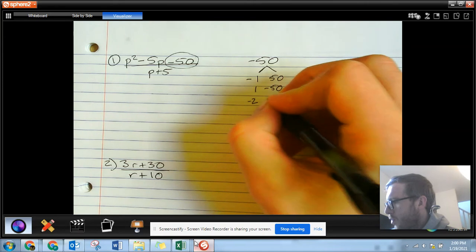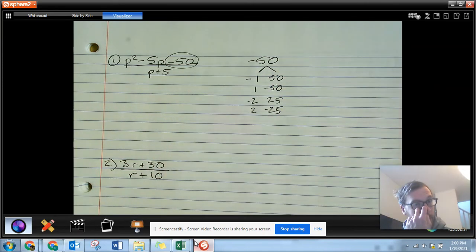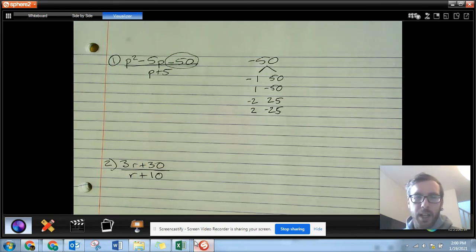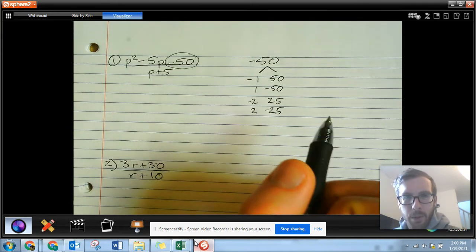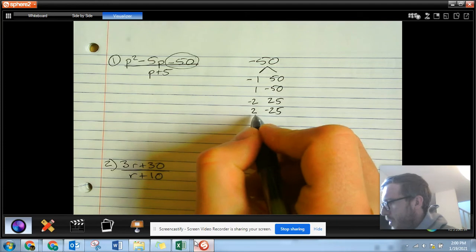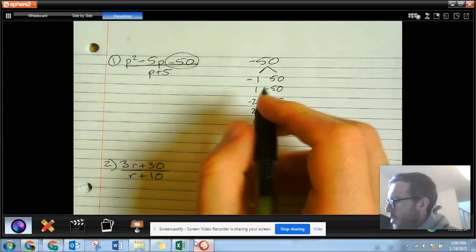So I've got negative 2 and 25, and 2 and negative 25. Again, those are factors of 50. You can tell just by looking at it, if we add them together, we're not going to get negative 5. Same thing here: 2 plus negative 25, that's negative 23. So we've got to keep going. 50 is not divisible by 3. It's not divisible by 4. But it is divisible by 5.